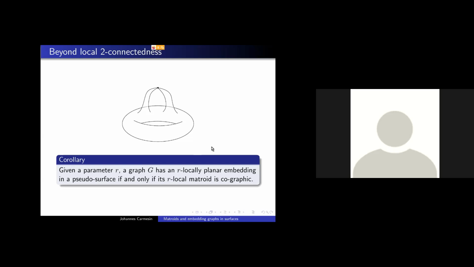And then, this sketch I was just giving about how to extend the embedding easily gives the following theorem as a corollary of the main result. So you're given a parameter r, then a graph has an r-locally planar embedding in a pseudosurface if and only if its r-local minor is co-graphic. So this is really like the other theorem we had before, but without this assumption of local two-connectedness. But you have to consider these embeddings into these more general surfaces.